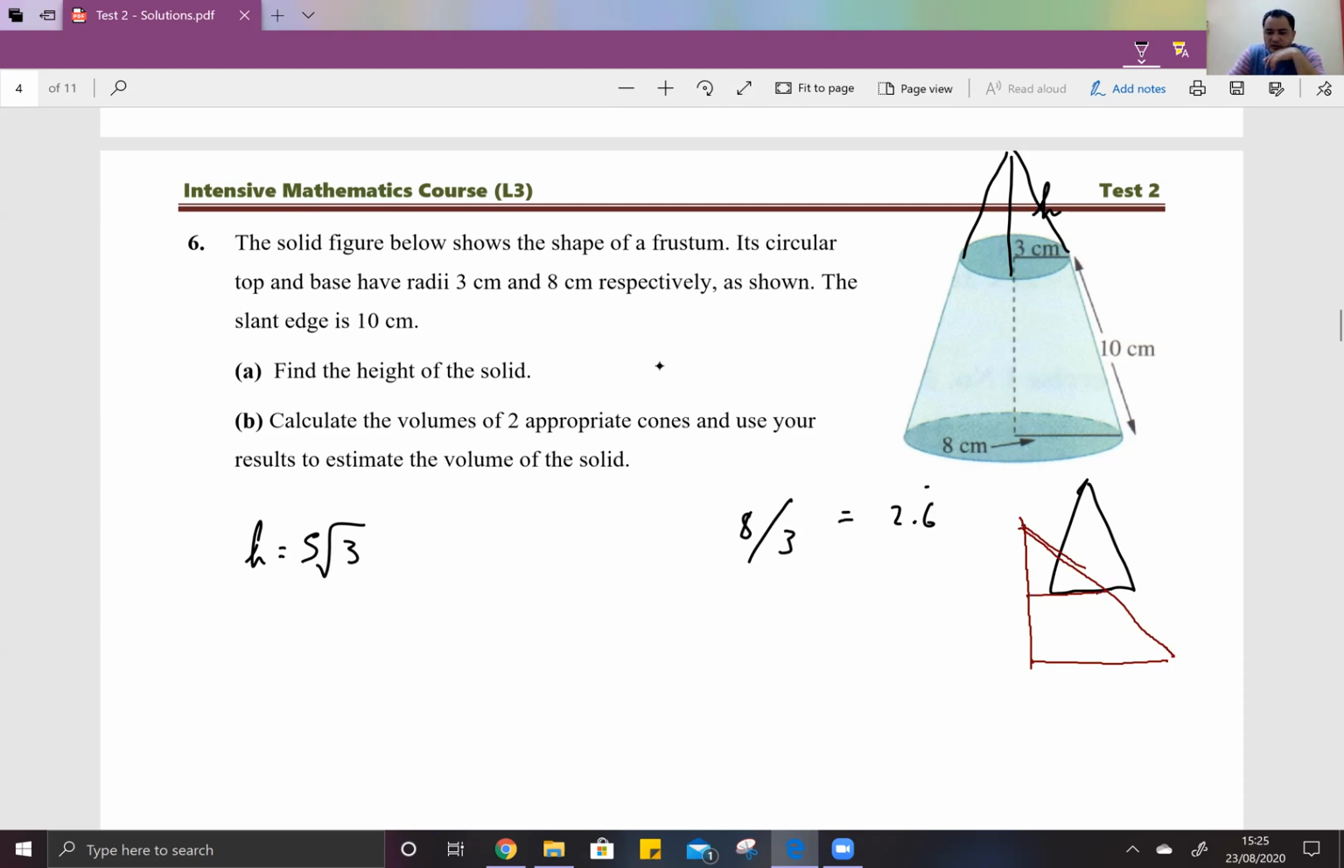So this one is h, and this one part is, you have already found it, that is 5 times square root of 3. This base radius, what is it? It is 8, right? And this one also is given 3. As you see here, this small triangle is similar to the big triangle. Hey, can you draw like this? That's a right angle triangle.